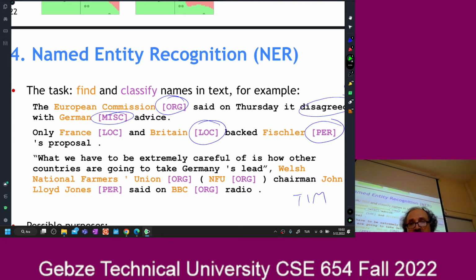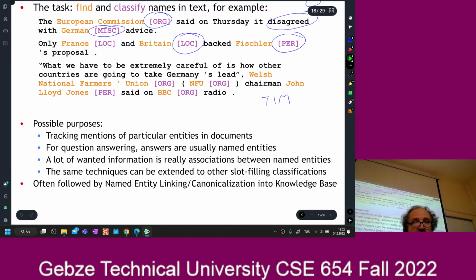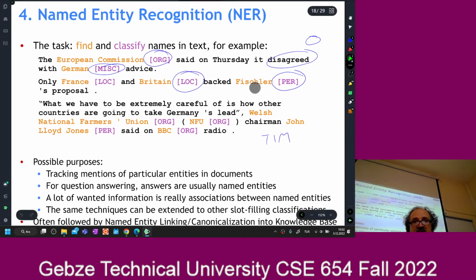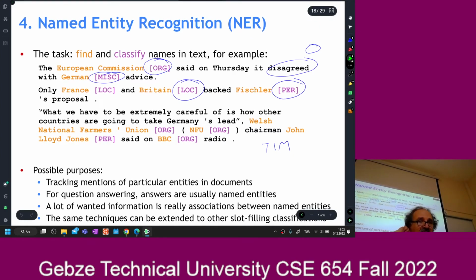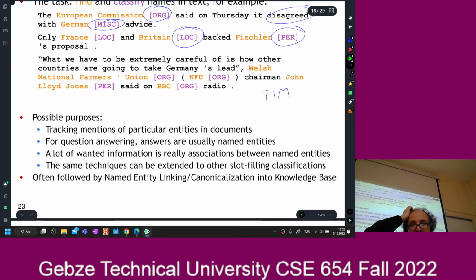That's why we do named entity recognition: tracking mentions of particular entities in documents. For question answering, answers are usually named entities. A lot of wanted information is really associations between named entities. When you say who, it is this guy. Where, it is this. What organization, it is this. So the questions are usually those, and the relationship between those, like the dependency relationship, is important. That's why we do named entity recognition.